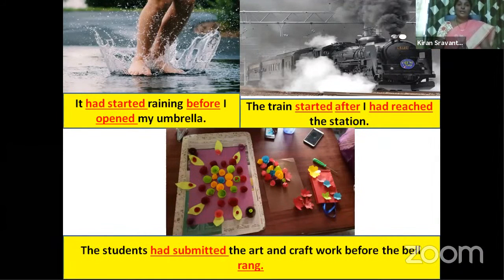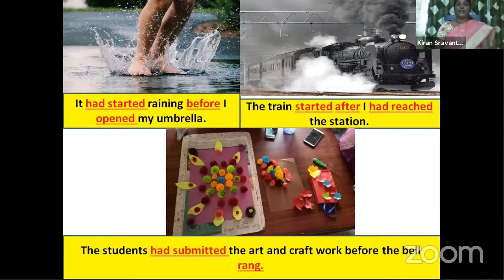It had started raining before I opened my umbrella. So what happened? See, it had started. That means rain started and I opened my umbrella. For example, let us split the sentence for our own understanding. Rain started, I opened my umbrella. But which action took place at first?